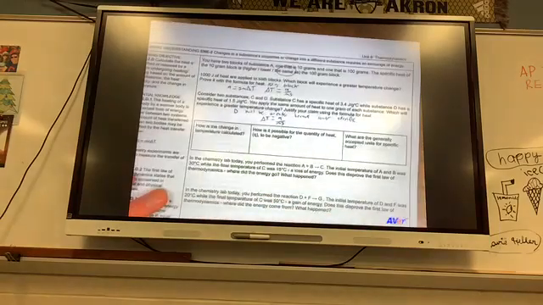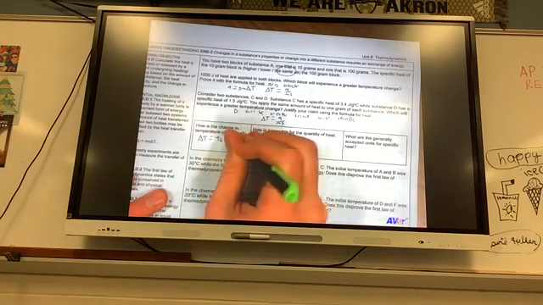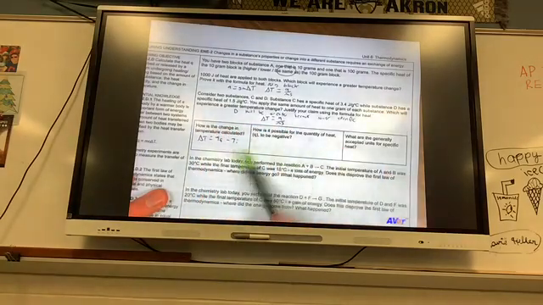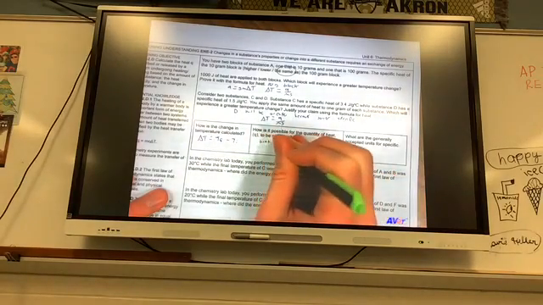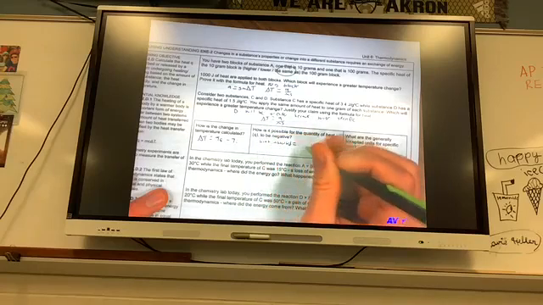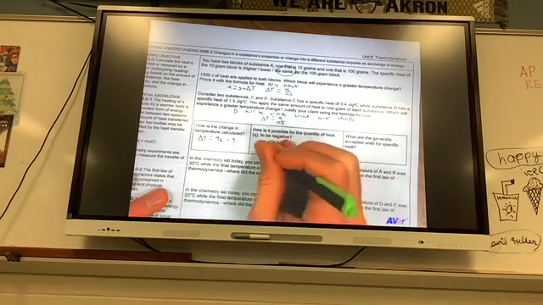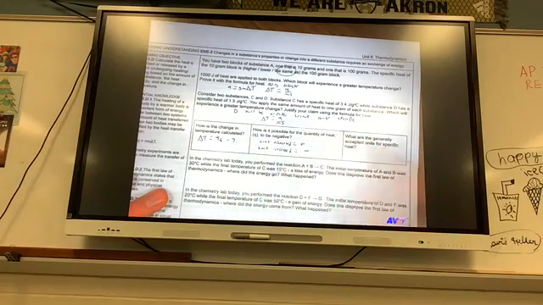How is the change in temperature calculated? Delta T equals T final minus T initial. How is it possible for the quantity of heat to be negative? Well, heat absorbed is going to equal positive. Heat released is going to equal negative.